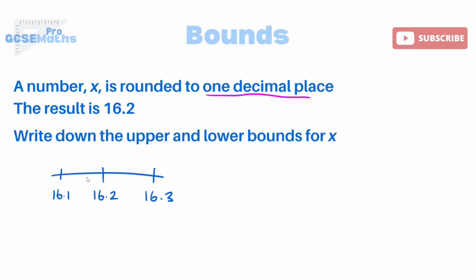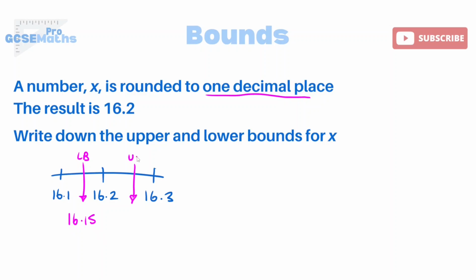Then you just go halfway. So halfway between here and halfway between here. Your lower bound's obviously on the left. Halfway between 16.1 and 16.2 is then going to be 16.15, isn't it? Now think about it. If you saw that number and they said round it to one decimal place, you'd definitely round it up to 16.2, wouldn't you? So that means that anything 16.15 and slightly more would always round up, wouldn't it?